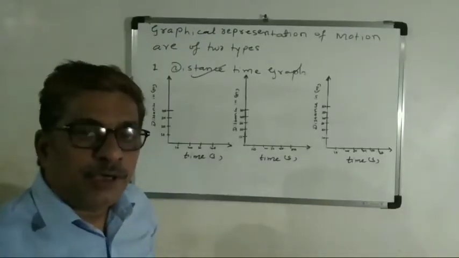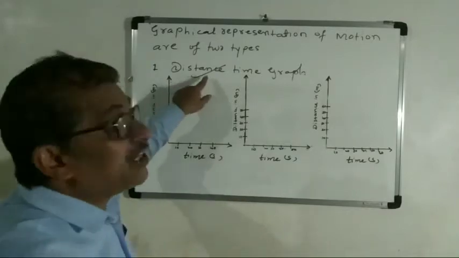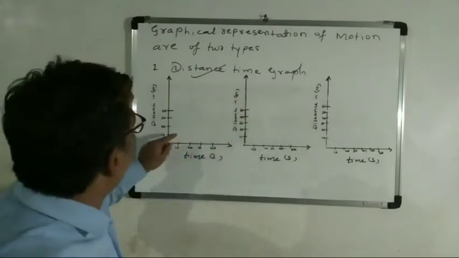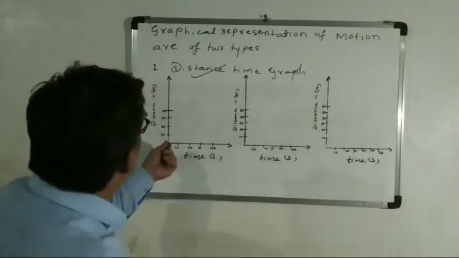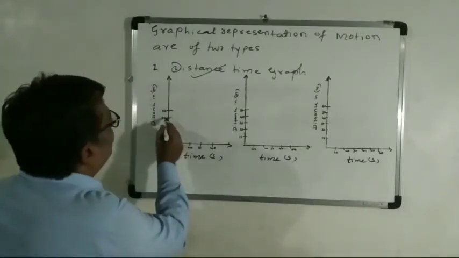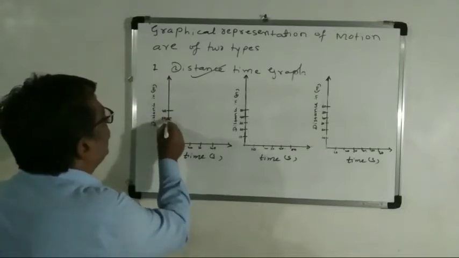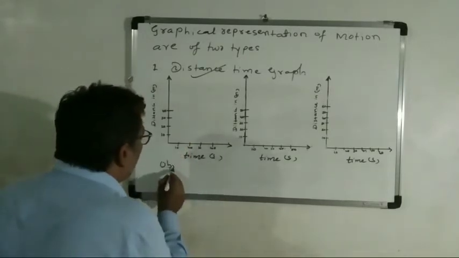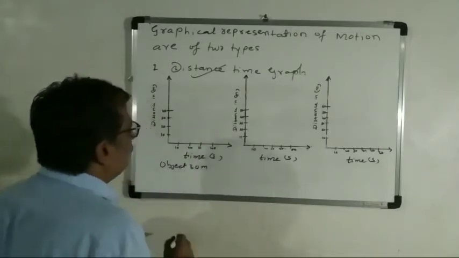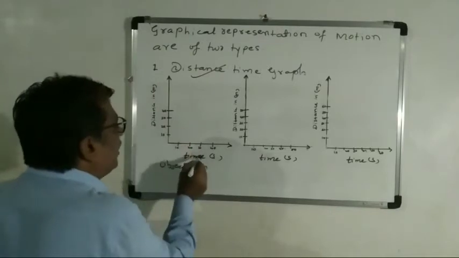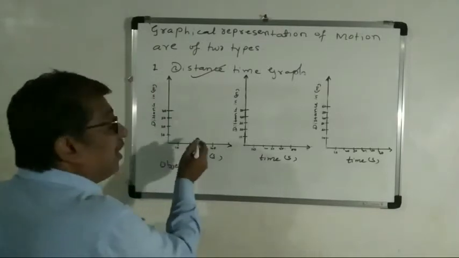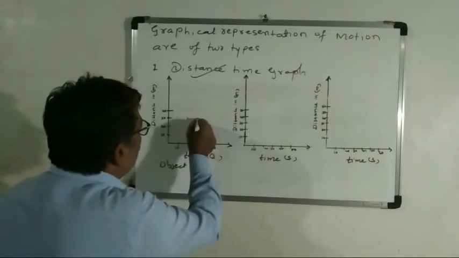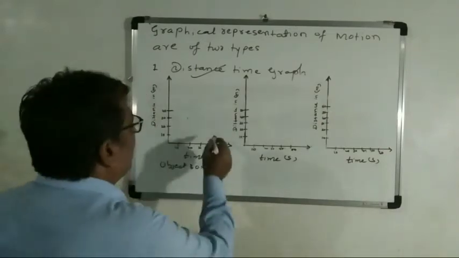Okay, students. Dear students, first of all, we will discuss distance time graph and their types. See, first of all, we will take the object moved up to 30 meter here. Already it has moved up to 30 meter. After 10 seconds also it is 30 meter only. After 20 seconds also it is 30 meter. Even after 30 seconds, it is 30 meter. Even after 40 seconds also it is 30 meter.